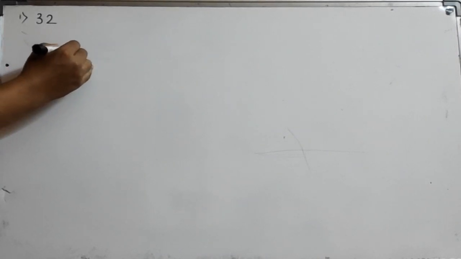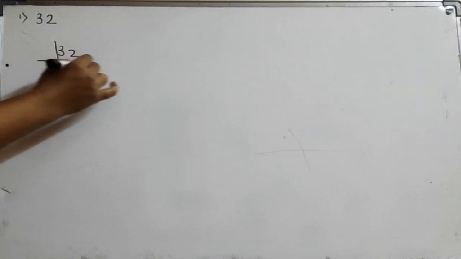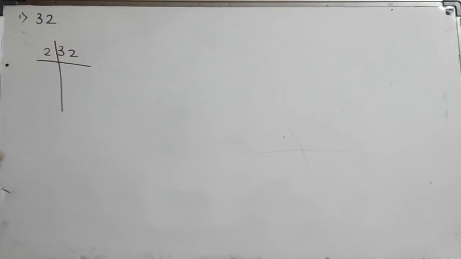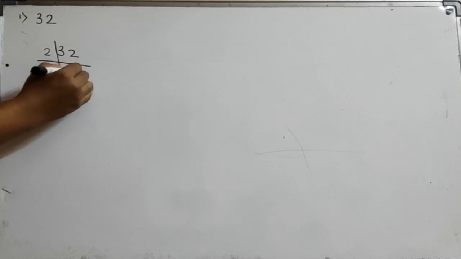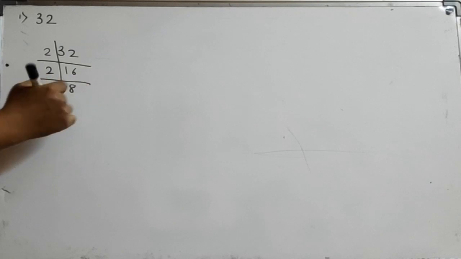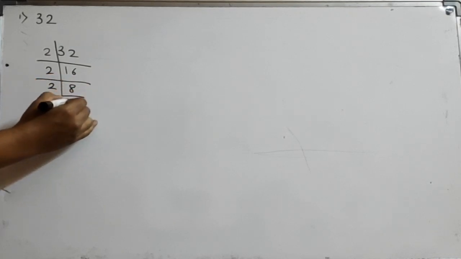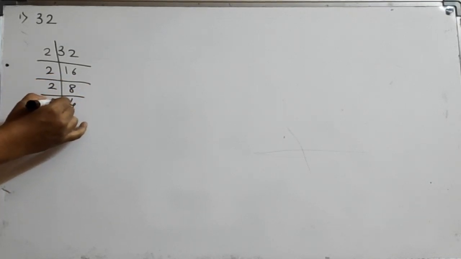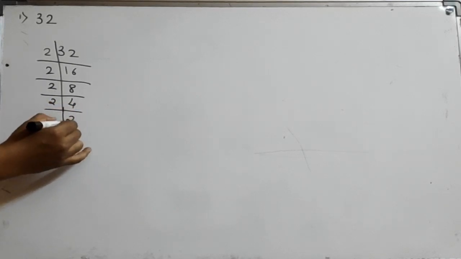Now 32, how can you factorize 32? I'm doing it by the vertical method. You can also do it by the horizontal method. 32 goes in the table of 2, so this becomes 16. Then in the table of 2 again it becomes 8. 8 can be divided by 2, it becomes 4. 4 can be divided by 2 as 2, and 2 can be divided by 2 as 1.